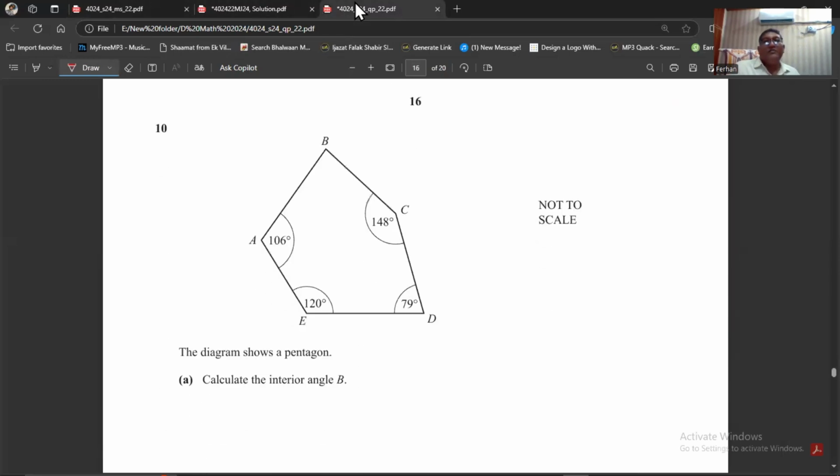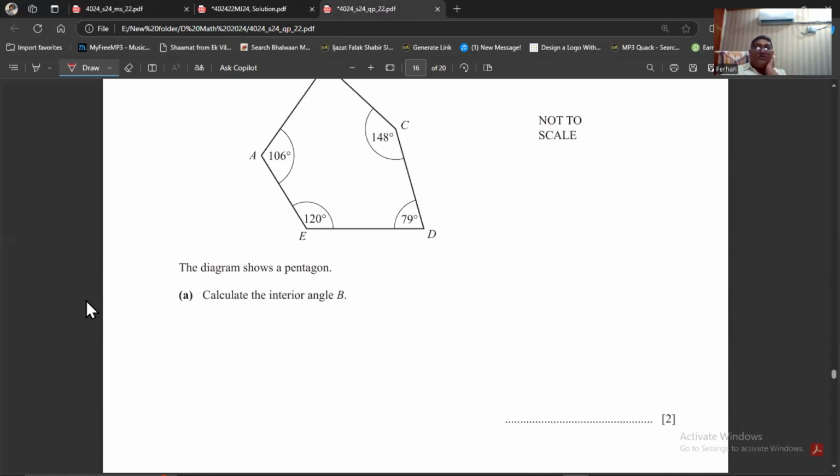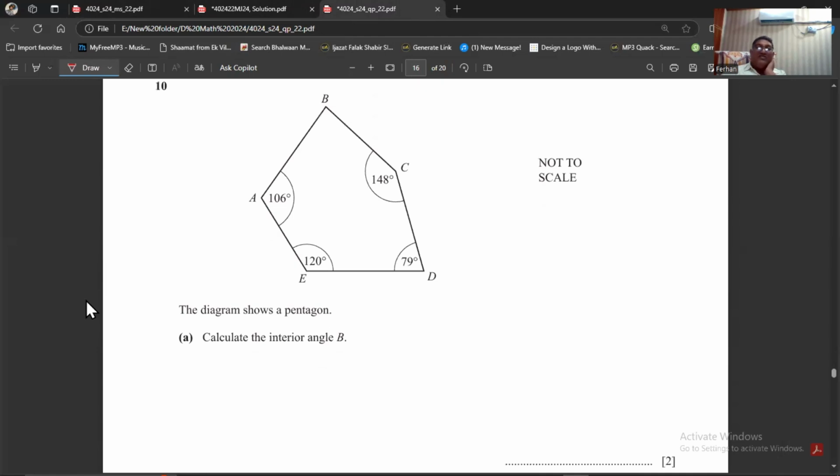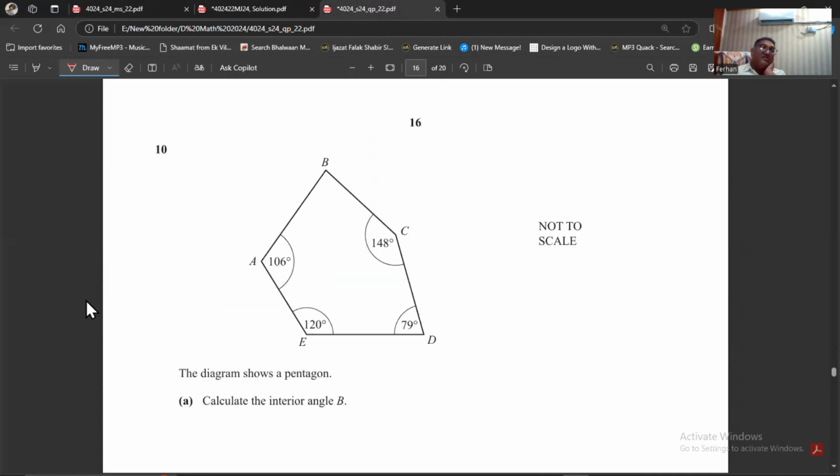Question number 10 coming up on your screen. He says the diagram shows the pentagon. Calculate the interior angle B. You know, this is a pentagon. Pentagon means it's a 5-sided figure. It's a 2 marks question.